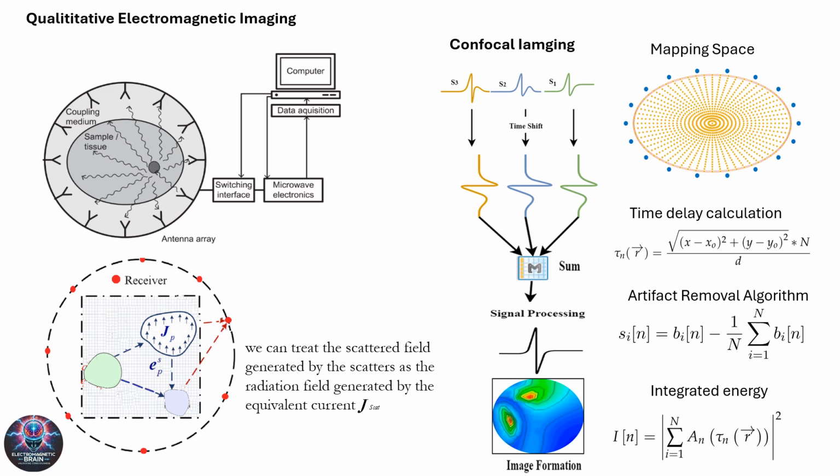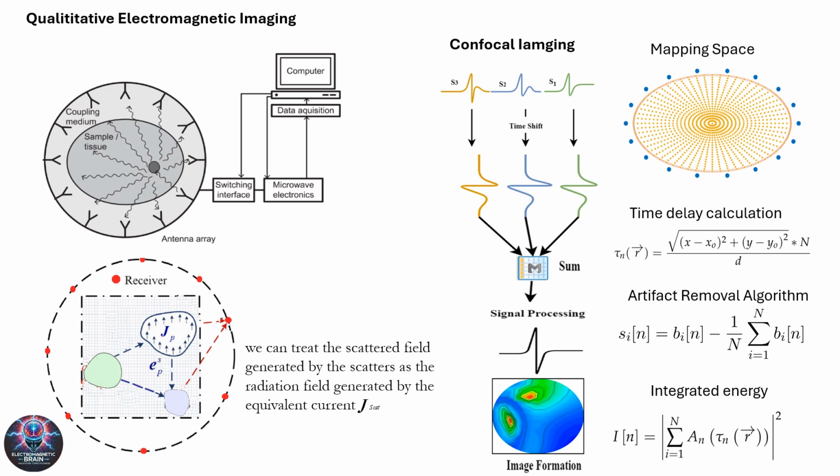Time delay formula, tau-n, calculates the time delay based on the distance from the source, transmitting antenna, to the scattering point in the tissue and back to the receiving antenna. The time delay helps align the signals for proper image reconstruction.